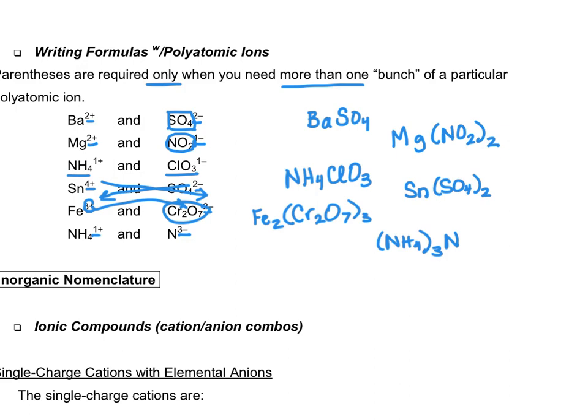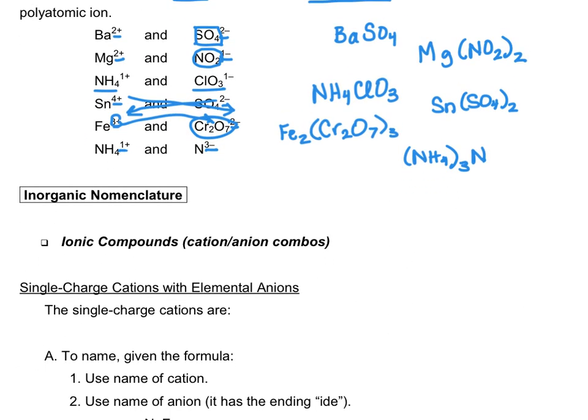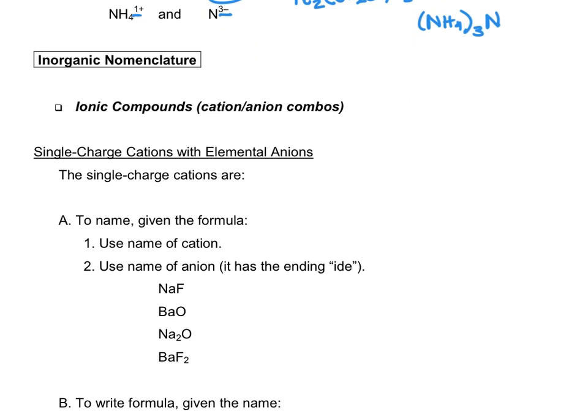Now, what about naming them? A little different. A couple of things. Single charge: this is my groups 1 and 2 and 13. Group 1 always is 1 plus, group 2 is always 2 plus, group 13 is always 3 plus. And also silver is always a 1 plus, and zinc is always a 2 plus.